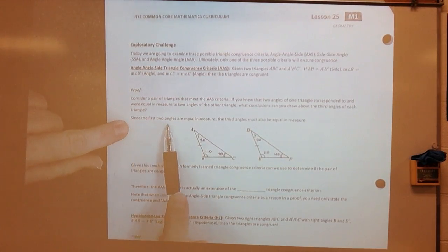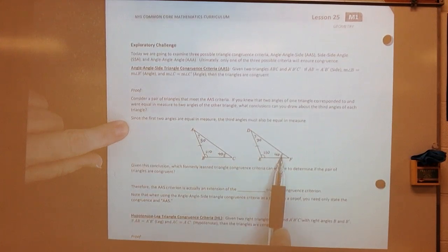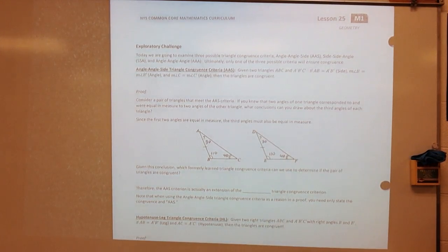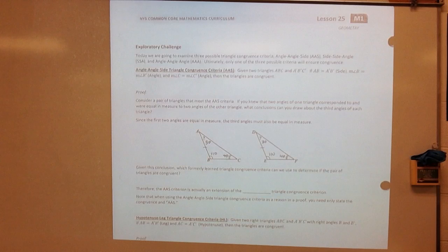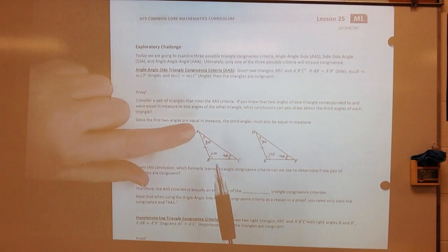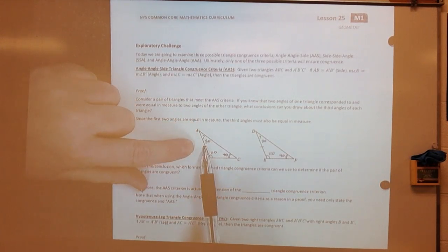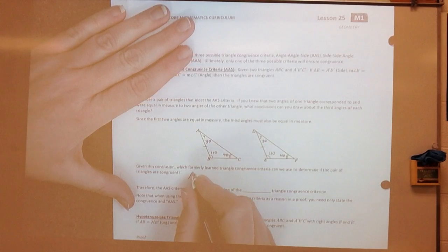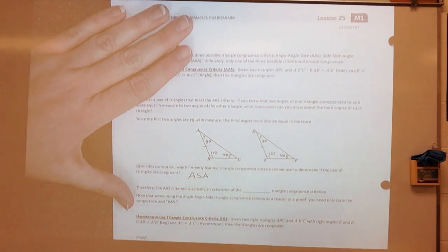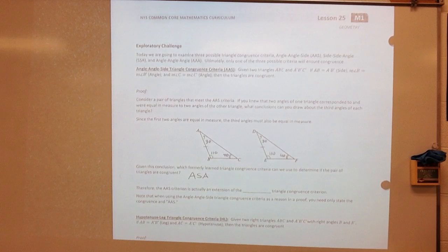So we know since the first two angles are equal in measure, then the third has to be equal in measure. Given this conclusion, which formally learned triangle congruence criteria can we use to determine if the pair of triangles are congruent? Alright, so looking at this, what can we use? Well, if you think about it, angle, side, angle. So here, we know that we can use the angle, side, angle criteria.